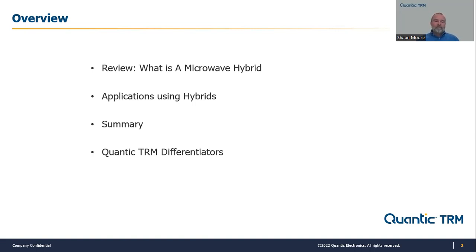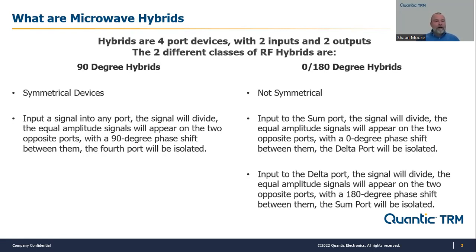Okay, so how exactly would you define a microwave hybrid? Sure. So a microwave hybrid is essentially a 4-port device, which means that there are 2 inputs and 2 outputs to the basic building block. And basically, there are 2 different classes of hybrids. We have the 90-degree hybrid and the 0 and 180-degree hybrid. Sometimes the 0 and 180 hybrid is also referred to as a magic T.